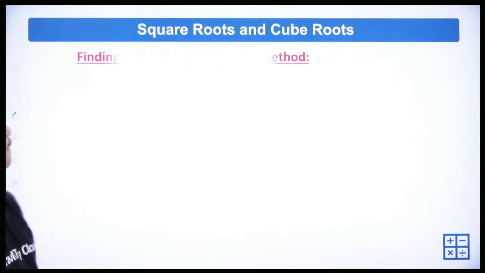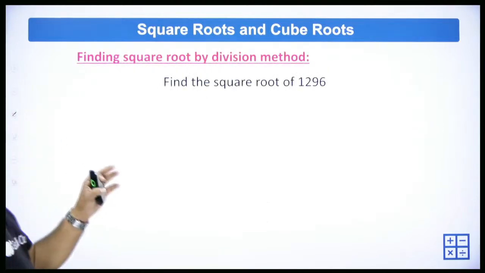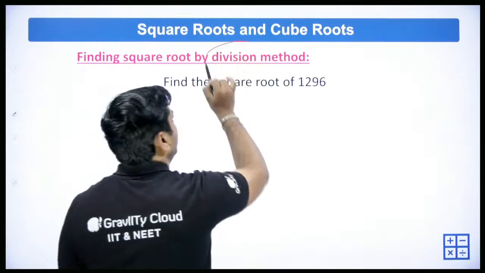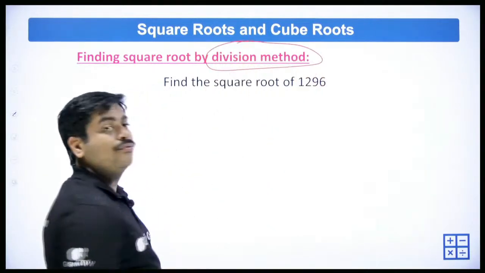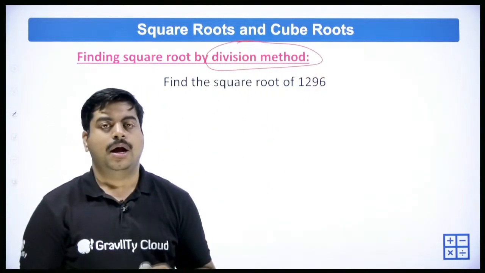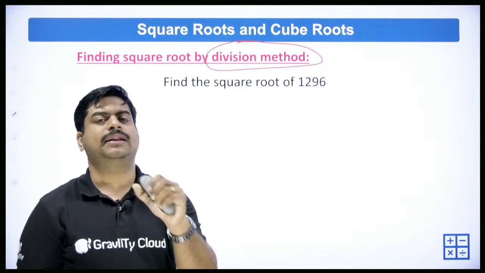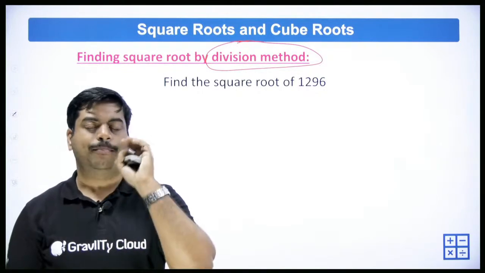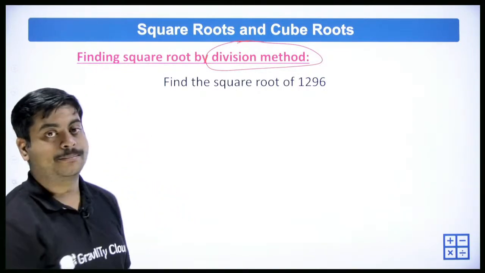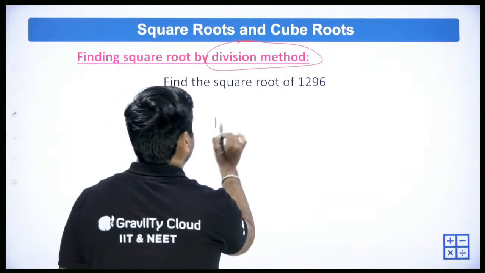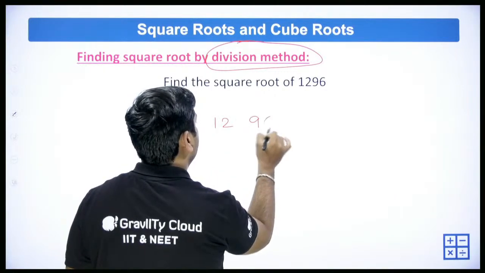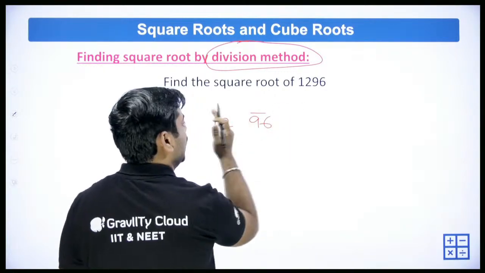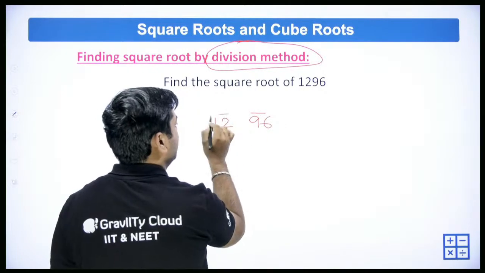Next one. Find the square root of 1296 using division method. This is very important, and it's also a very confusing method. The division method is very confusing, so please keep proper attention on the procedure. So 1296, pair up two numbers from the last. These two numbers are one group and these two numbers are one group.